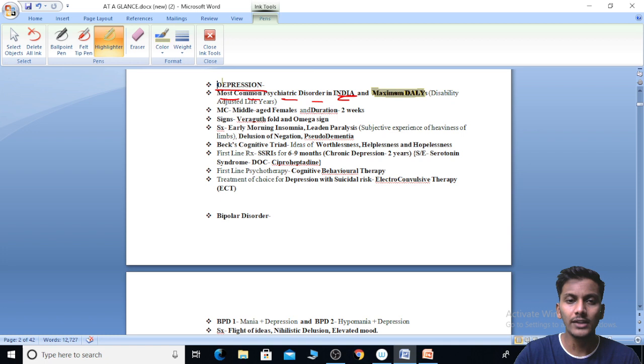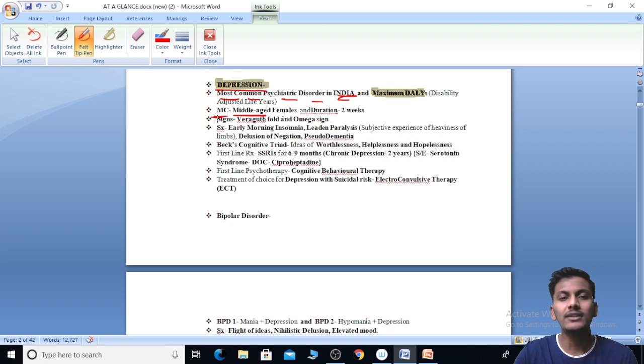Maximum DALYs are associated with depression, right? Because many of the people in India are suffering from depression. So please remember this. Then depression is most common in which age group? Please remember, depression is most common in the middle age group, like 40 to 60 around. And it is common in which sex? Please remember, it is more common in females.